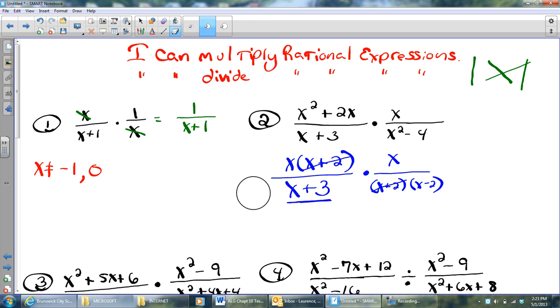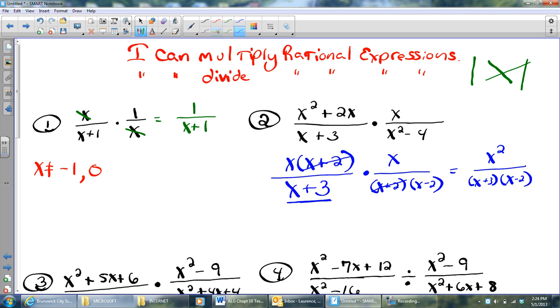Okay, well, I'm going to do x times x and get x squared. And in the denominator, I'm not actually going to FOIL. I'm going to leave it in factored form because it'll be easier for the reader to tell that nothing else will simplify. And there's my answer.